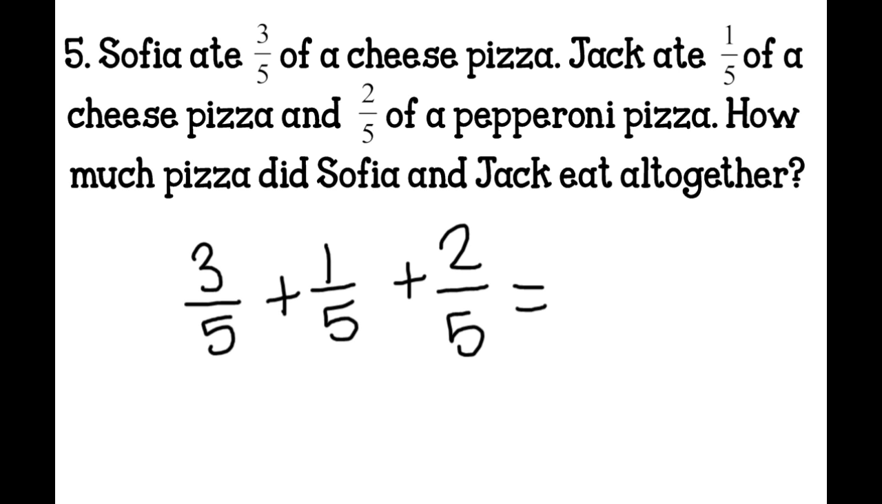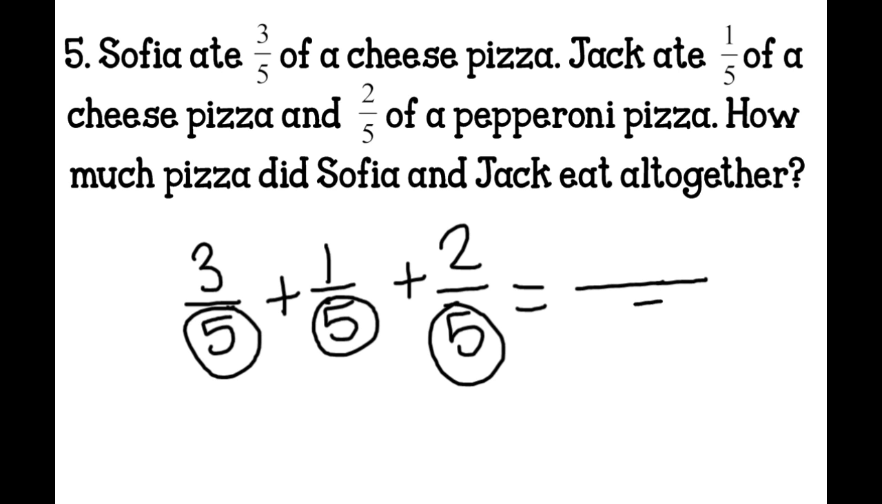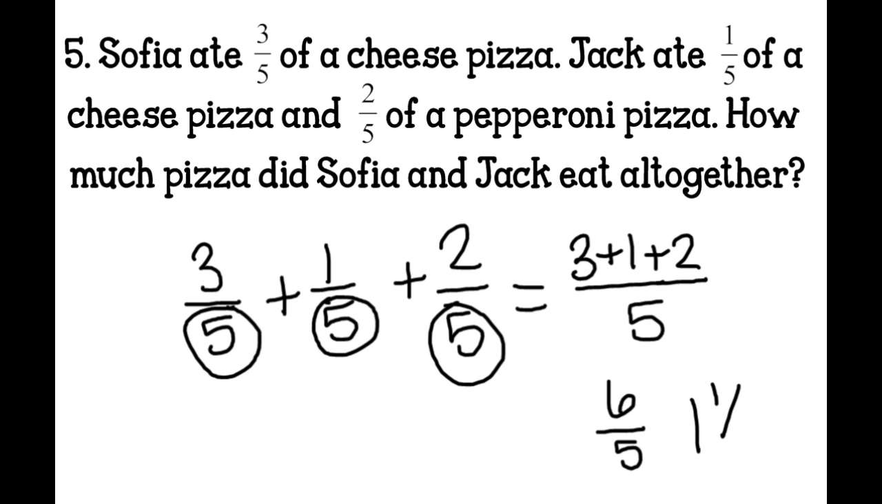We're going to add across. So we have 5 as our denominator in all of it. So we know our answer is going to have a denominator of 5. And then we add all the numerators together. So we do 3 plus 1 plus 2. 3 plus 1 plus 2 is going to get us 6/5. And then you can change this to a mixed number. 5 goes into 6 one time with 1 left over. So you can have 6/5 or 1 1/5 pizza.